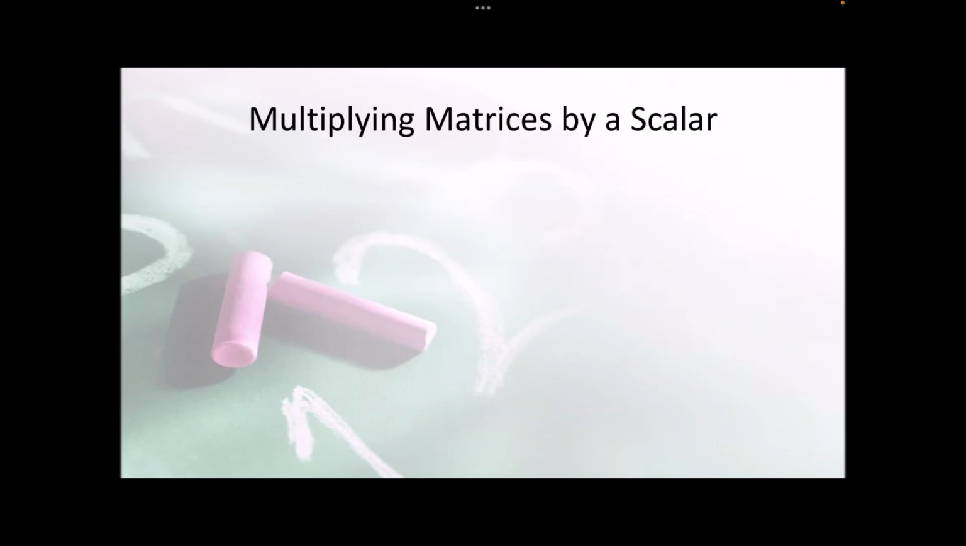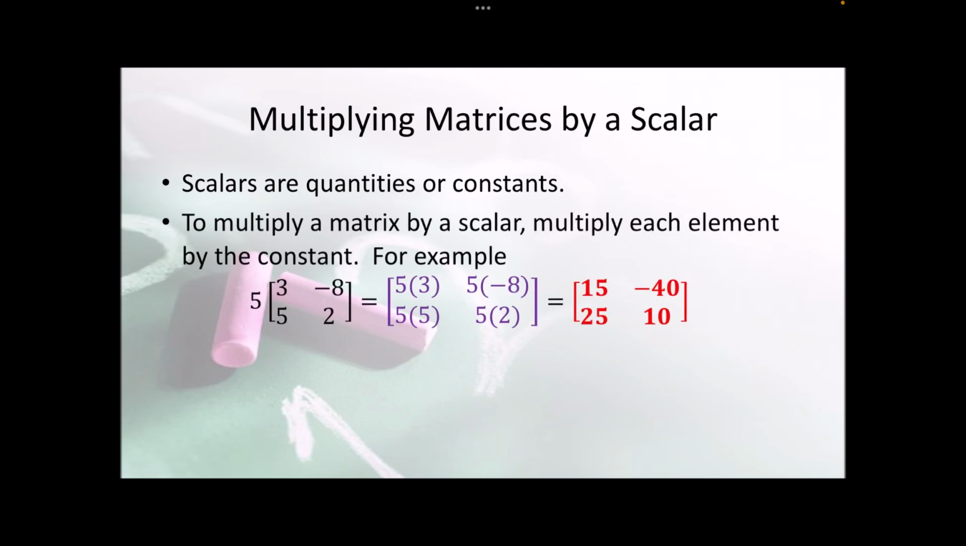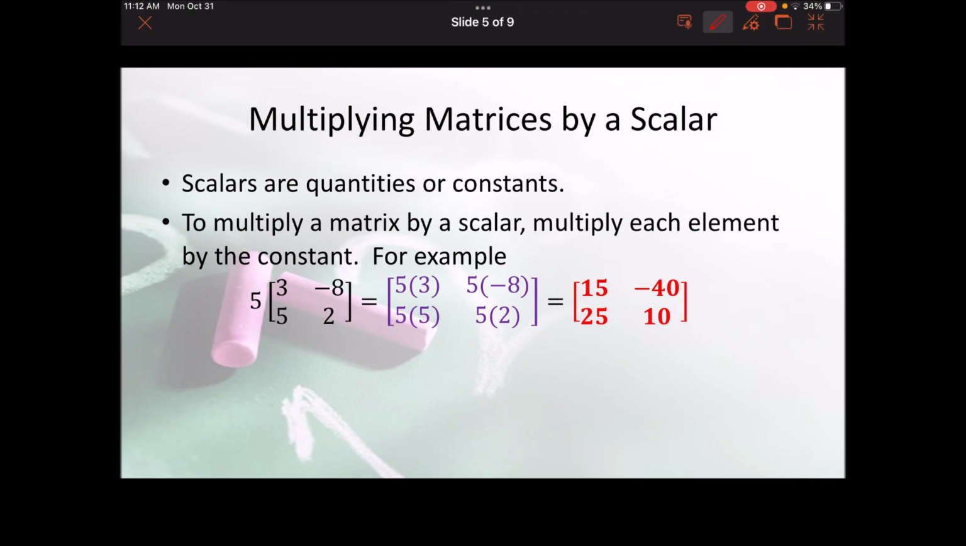Multiplying a matrix by a scalar or a simple quantity is fairly easy. We're going to take each element and multiply by our scalar amount. So to multiply a matrix by a scalar amount, we multiply each element by the constant or the scalar that's in front. So for instance, in this particular case, my scalar is a 5, so I take 5 times my first element. 5 times 3 is 15.